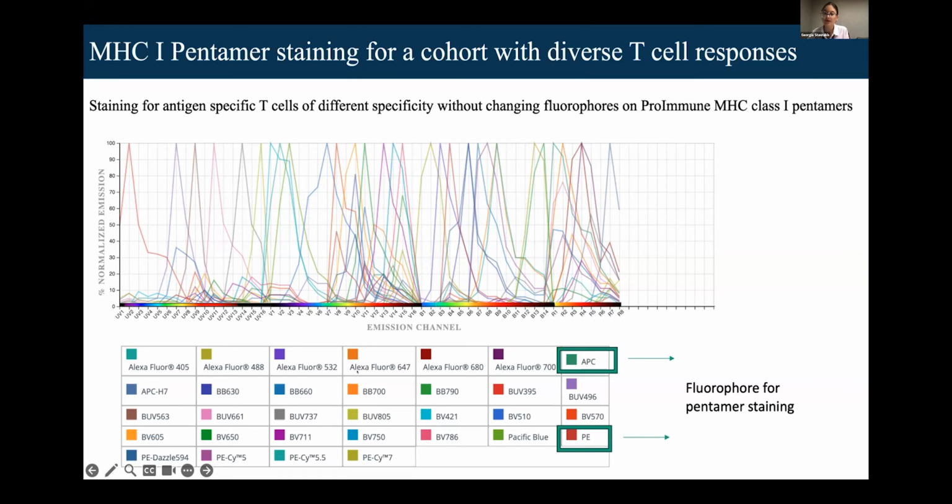So each sample that we stained gets stained with the same grouping of fluorophores, and the pentamers are always on APC and PE. However, due to the reasons that I just mentioned in the previous slides, we wanted different epitopes to be stained by APC and PE, and we wanted to be able to distinguish those epitopes as unique CD8 positive T cells recognizing HCV. So we wanted to be able to use biotinylated MHC class 1 pentamers from ProImmune and streptavidin-fluor, but be able to distinguish which pentamer was on APC and which pentamer was on PE after staining our cells.